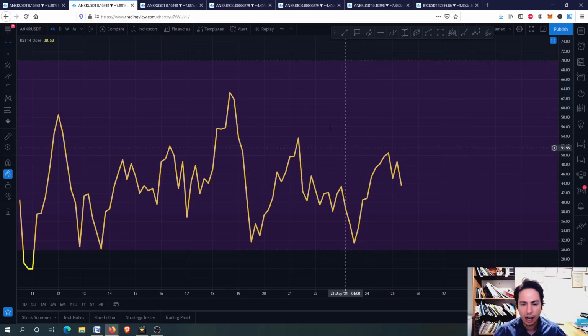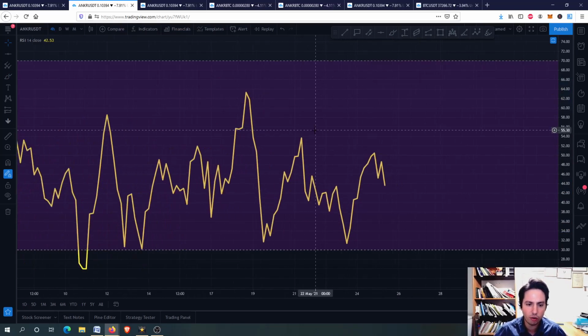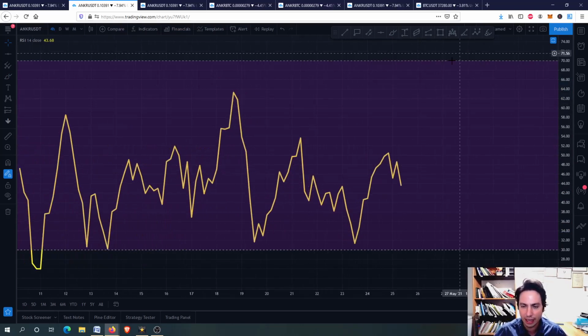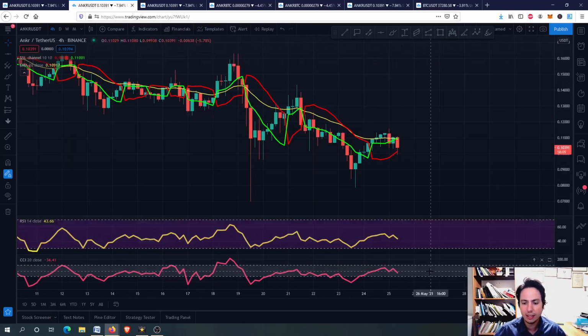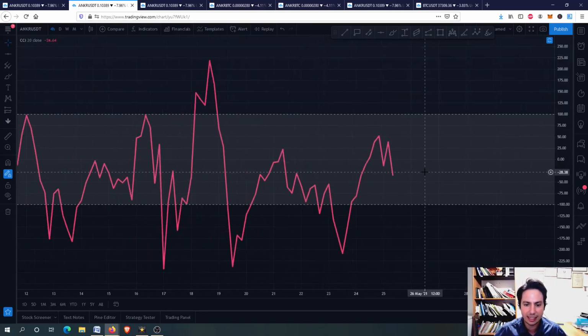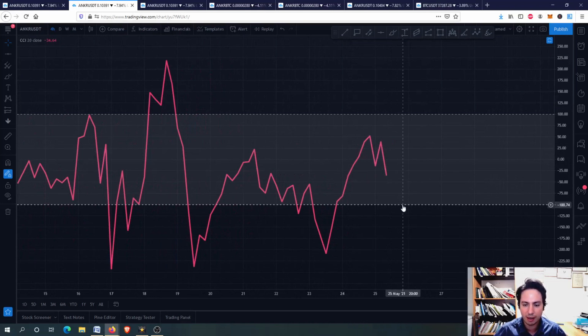I'm not sure. However, we want to see, of course, the RSI going upwards. Let's wait and see. For the commodity channel index, it is the same, guys. We need to make some higher highs, higher lows. Eventually, the commodity channel index is more sensitive to the price action. That's why you see such major movements, but the RSI is more stable.